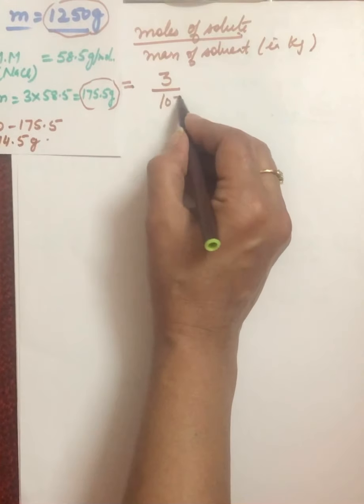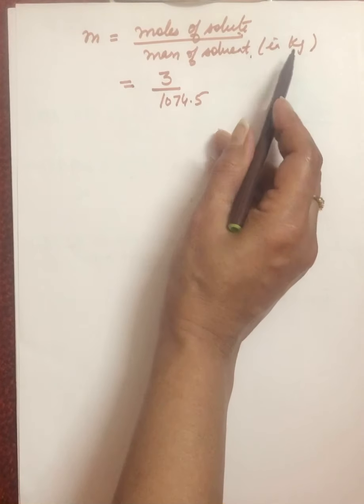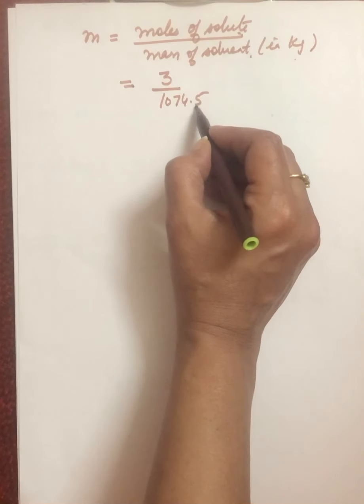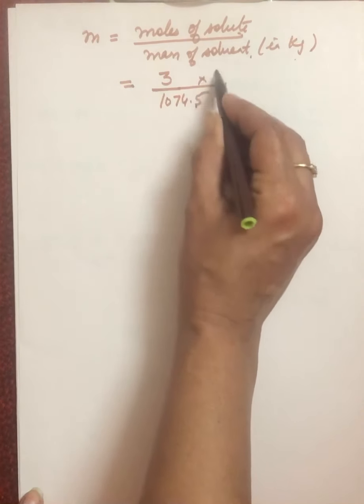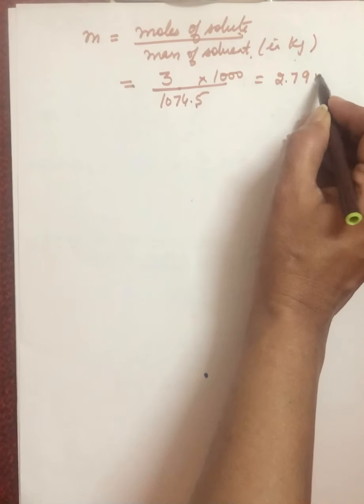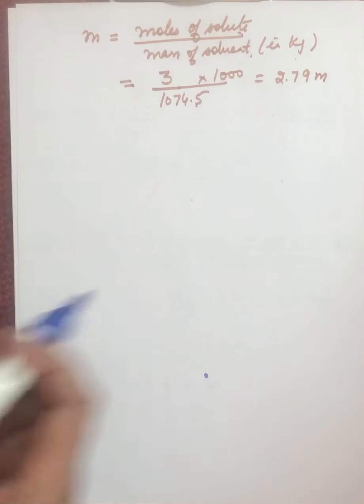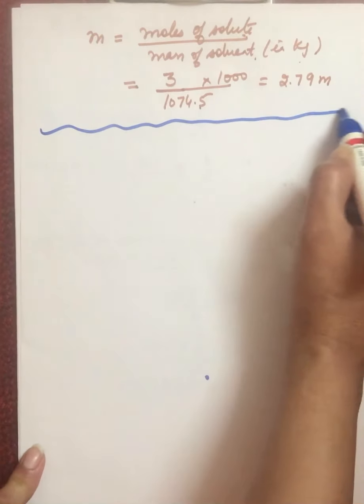Fill it here. But this is in grams, and here in the formula we have to use the kg. That means divide this with 1000. This will come out to be equal to 2.79 small m. That is the molality. This way we can calculate the molality of the solutions. Moving on to the next concentration term.